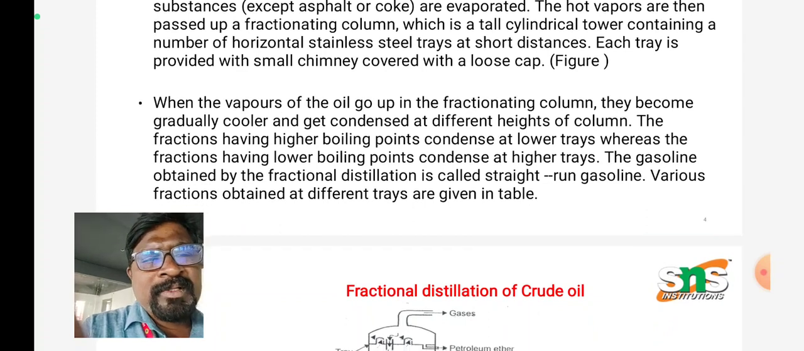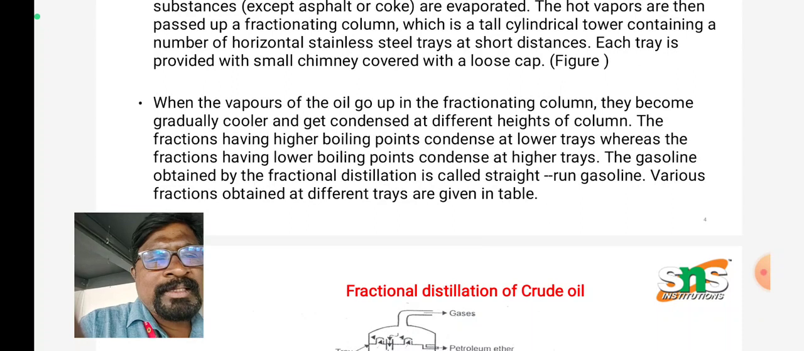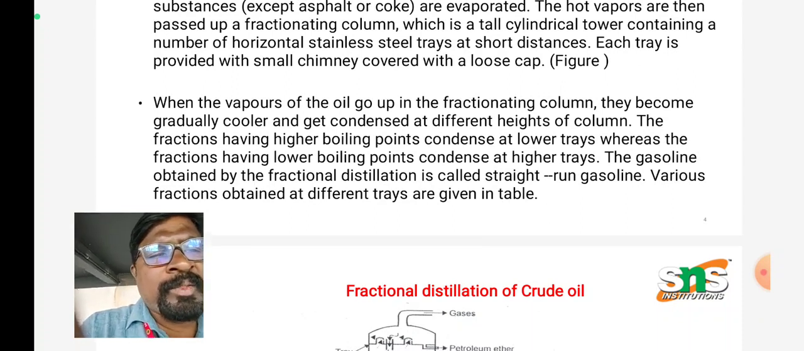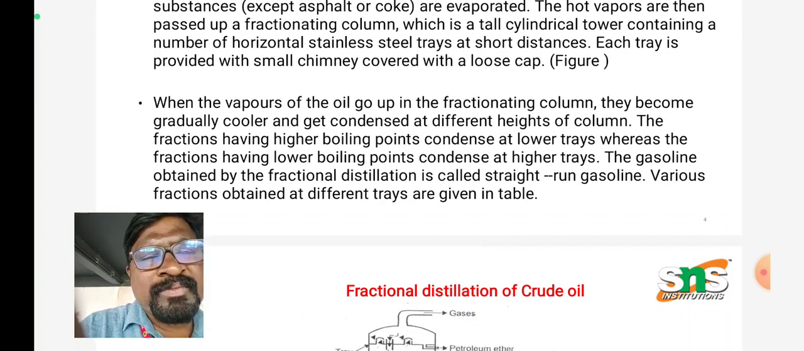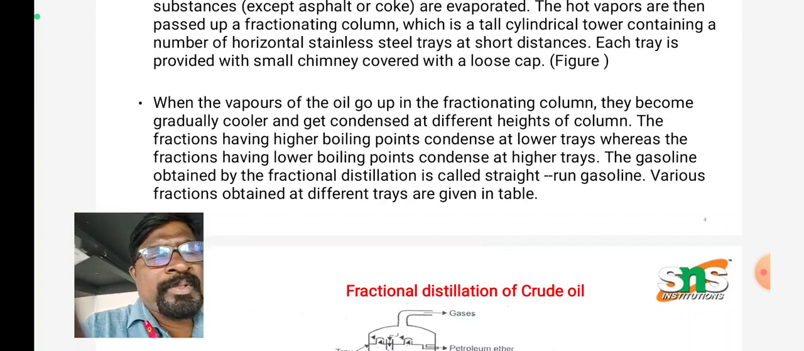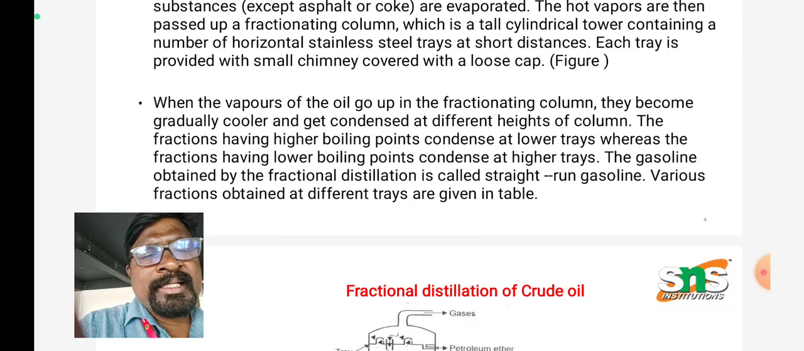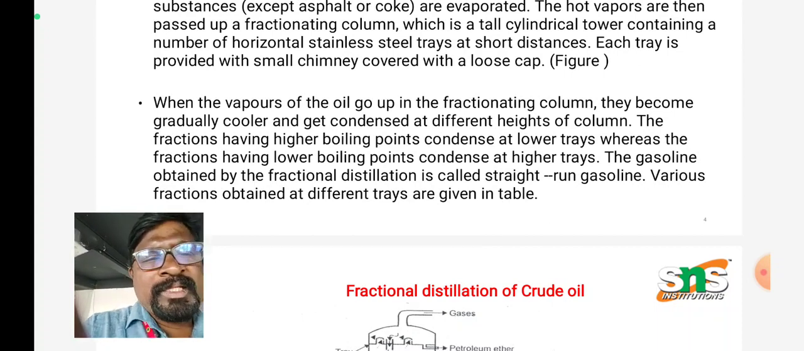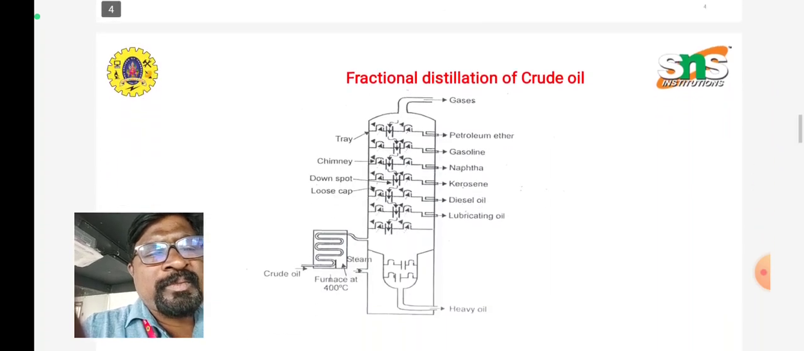When the vapors of oil go up the fractionating column, they become gradually cooler and get condensed at different heights of the column. The fractions having higher boiling points condense at lower trays, whereas the fractions having lower boiling points condense at higher trays. The gasoline obtained by the fractional distillation is called straight-run gasoline. Various fractions obtained at different trays are given below.